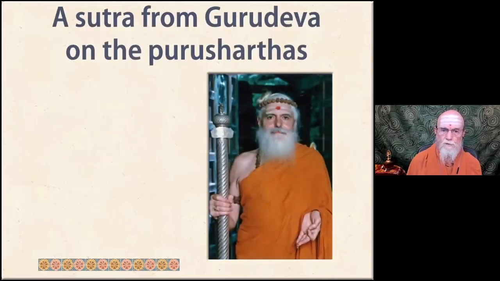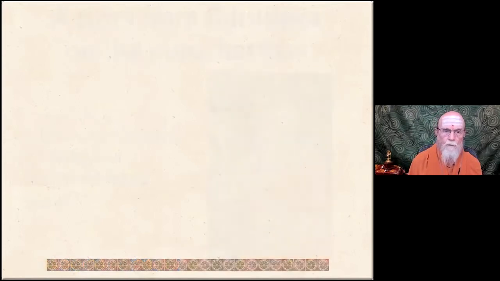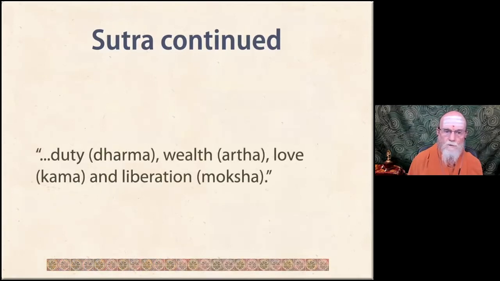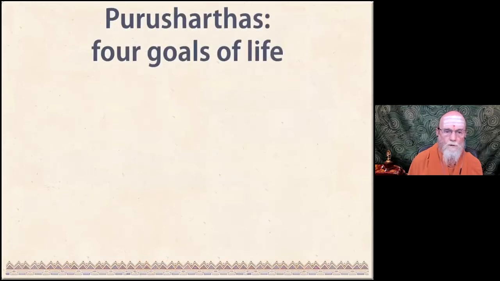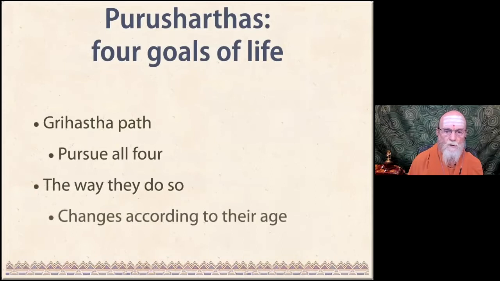In one of his Nandinatha Sutras, Gurudeva stresses the Purusharthas. Shiva's followers are ever mindful that life's purpose is to wholeheartedly serve God, gods, and Guru, and fulfill the four traditional Hindu goals: duty, dharma, wealth, artha, love, kama, and liberation, moksha. Those on the grahastha path of family life pursue all four goals, and the way they do so changes according to their age or ashrama in life.